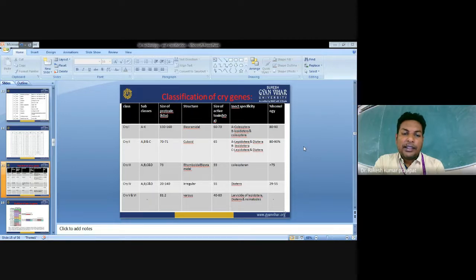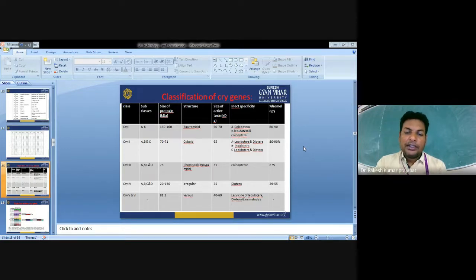Cry4 again has subclasses A, B, C, and D. Protoxin is 20 to 140 kilodalton. Structure is irregular, and 55 is the active toxin size. Insect specificity is Diptera. 29 to 55% homology.